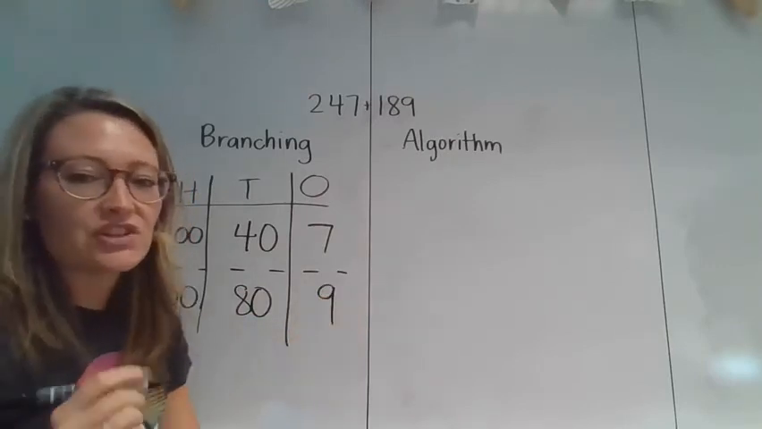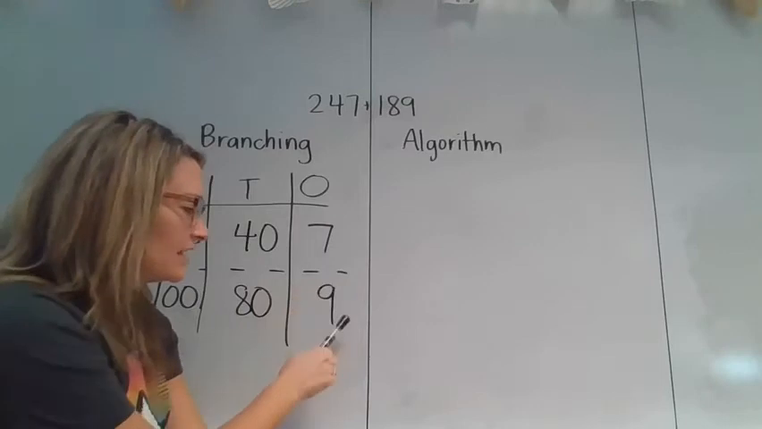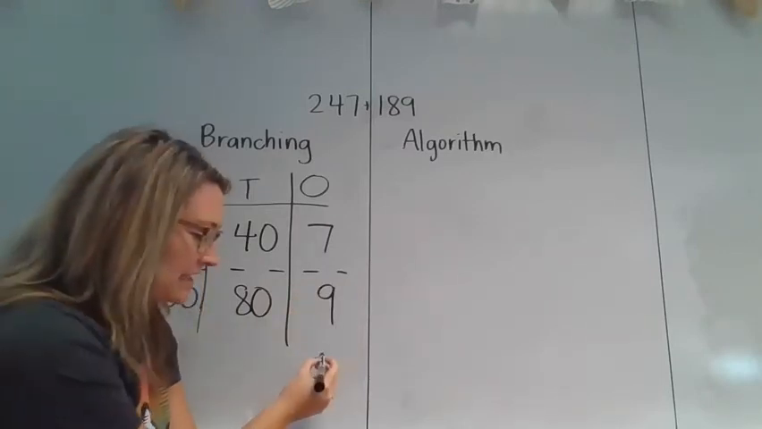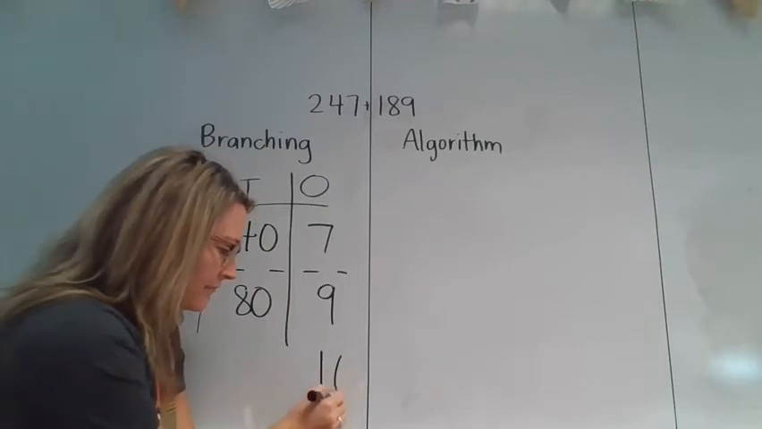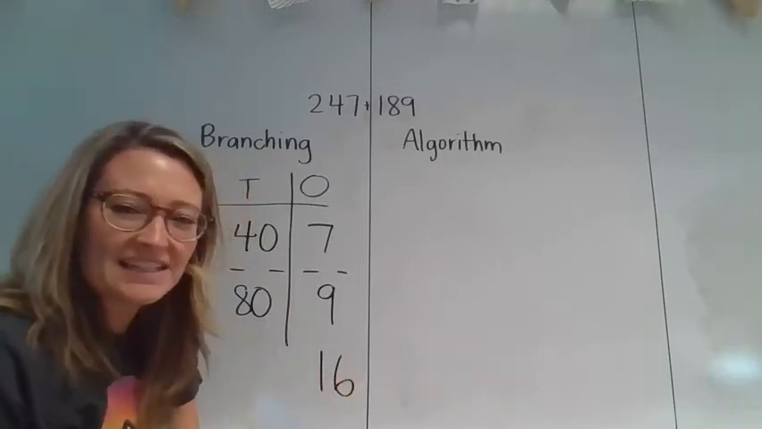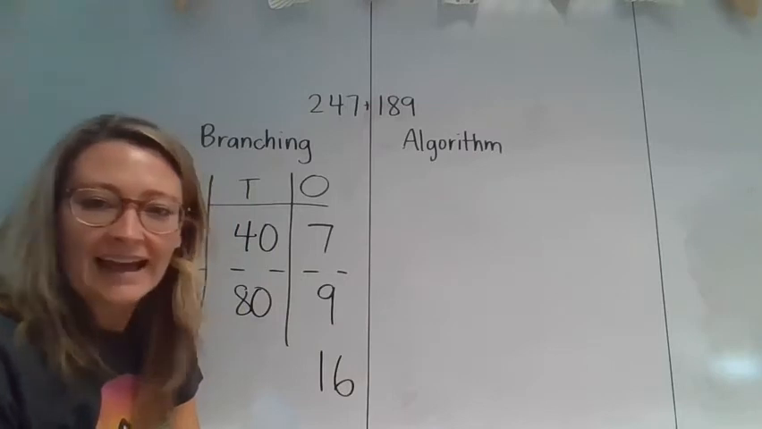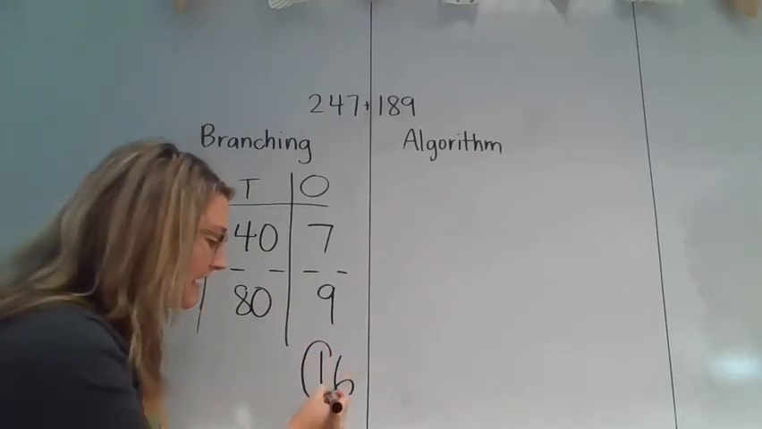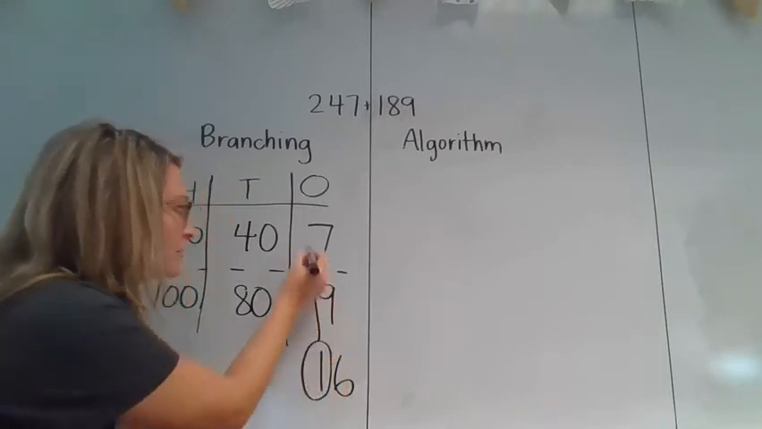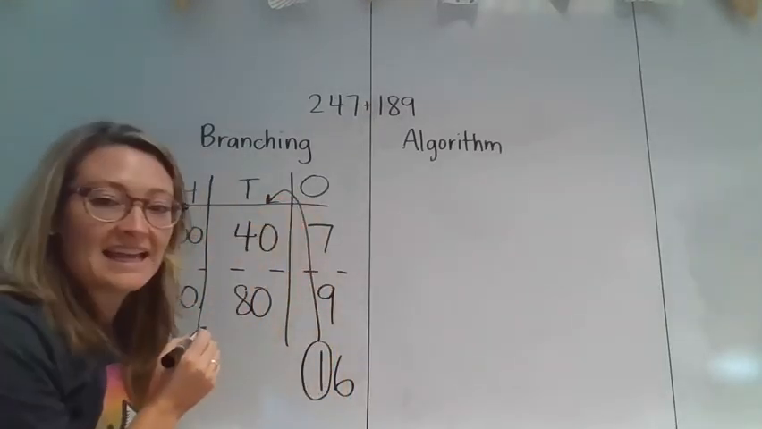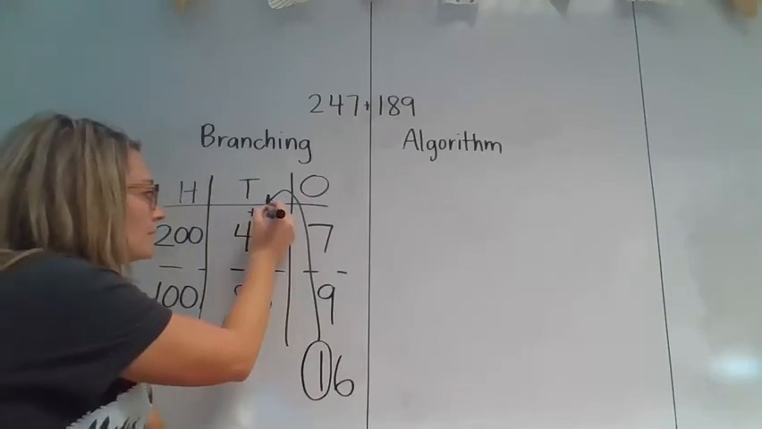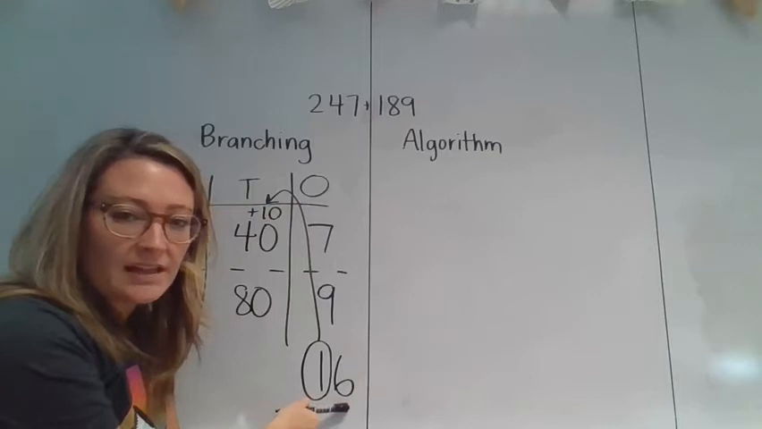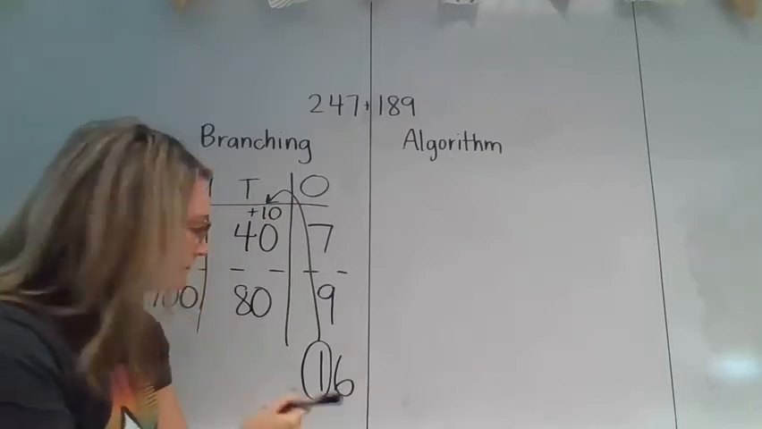Now, same thing, I'm going to start in my ones. I have 7 plus 9. 7 plus 9 equals 16. But can I have 16 ones? I can't, so I need to show my regrouping. So I'm going to take this 10 and I'm going to move it into my tens column. So now I'm just left with my 6 ones in my ones column.